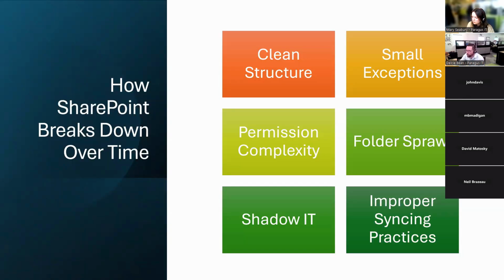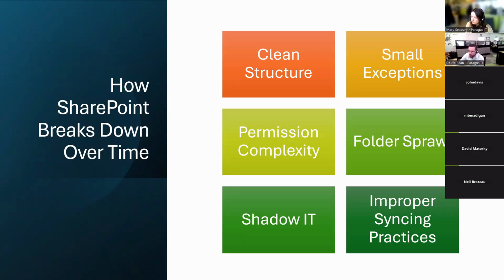SharePoint rarely fails overnight. It generally breaks down gradually, and the decline almost always follows a predictable pattern. In the beginning, everything feels clean and organized. A company migrates from a file server or sets up new teams and sites with good intentions. The structure and naming make sense, and the permissions are simple. In the first year, it works well because the environment is small and manageable.